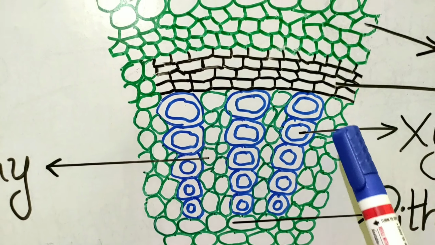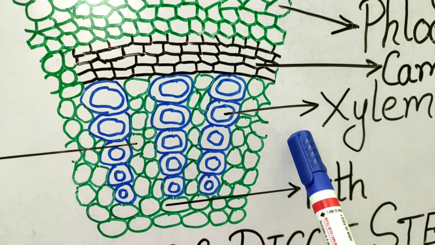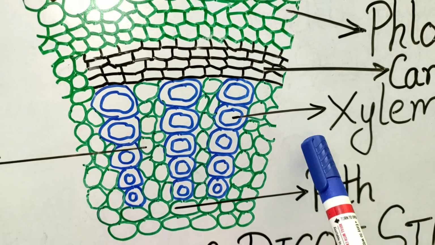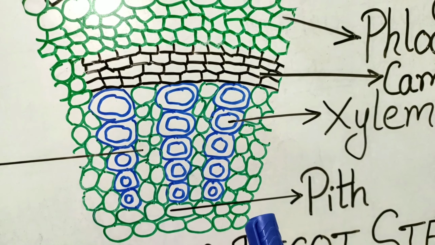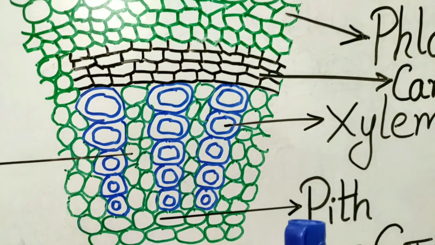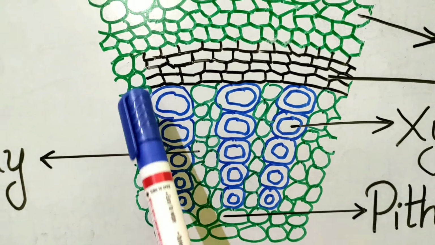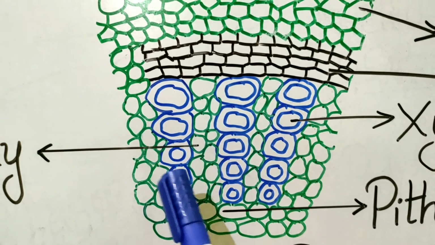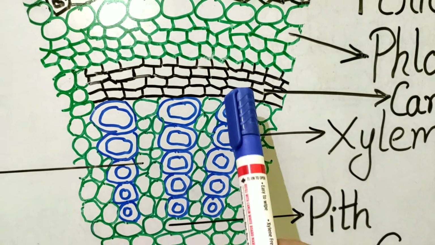Now xylems are also conducting tissues which help in the conduction of water and minerals in the plants, and they are made up mainly of vessels in case of dicot stems. They have four components. We will read about it shortly, but presently these circular cells, which are round cells in blue, represent the xylem vessels.